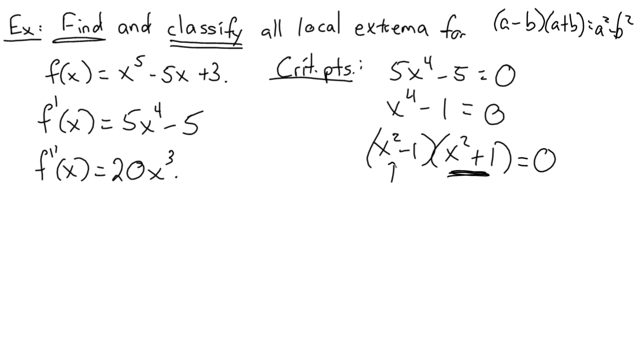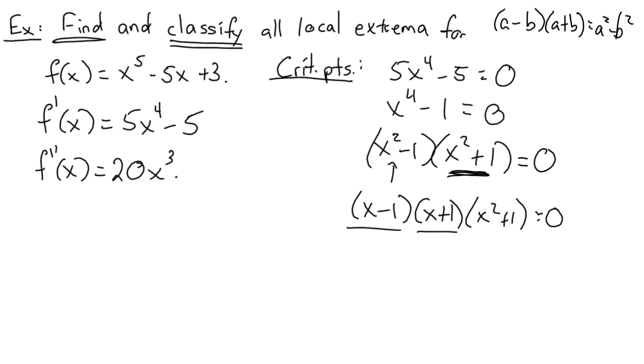On the left, we have x squared minus 1. Well, that factors into x minus 1, x plus 1. And then we still have the x squared plus 1 there. So the only ways we're going to get 0 from this function is if x minus 1 is 0 or x plus 1 is 0. That tells me x equals 1 or x equals negative 1.